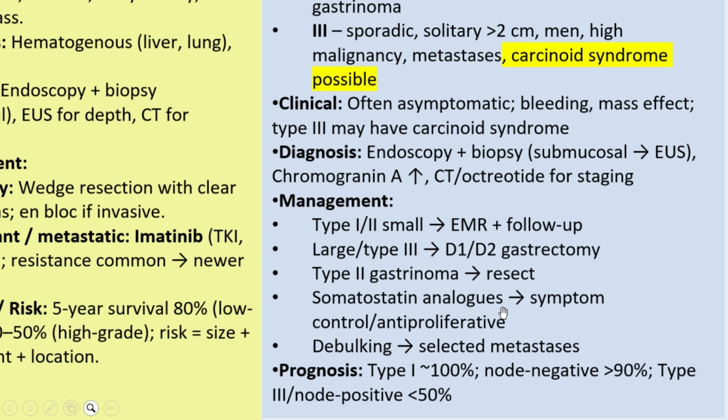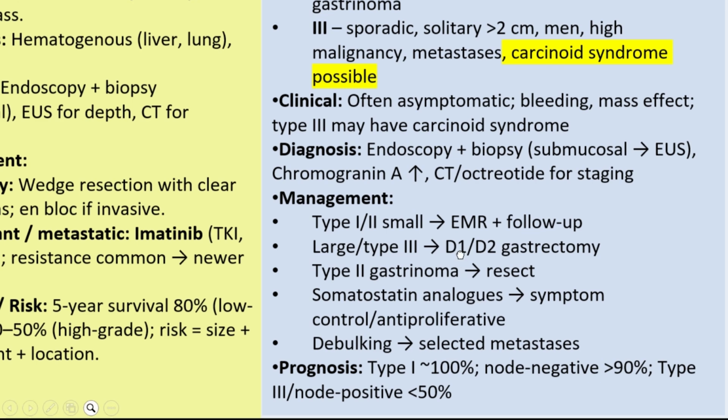Then somatostatin analogs can be used to relieve symptoms because somatostatin is going to stop the action of gastrin, or it's going to reduce the production of gastrin. So we have symptom or antiproliferative control. And we can do debulking in some cases because these tumors are going to cause mass effect. So we can debulk, we can remove them to reduce the mass effect.